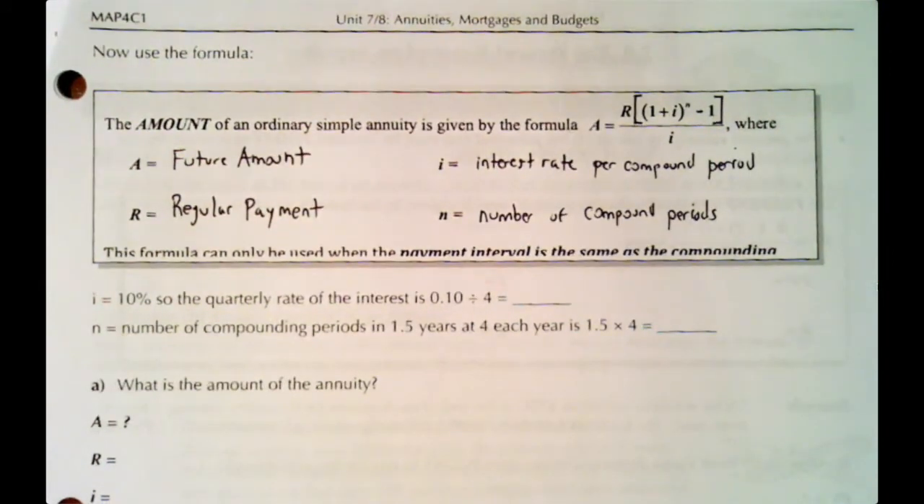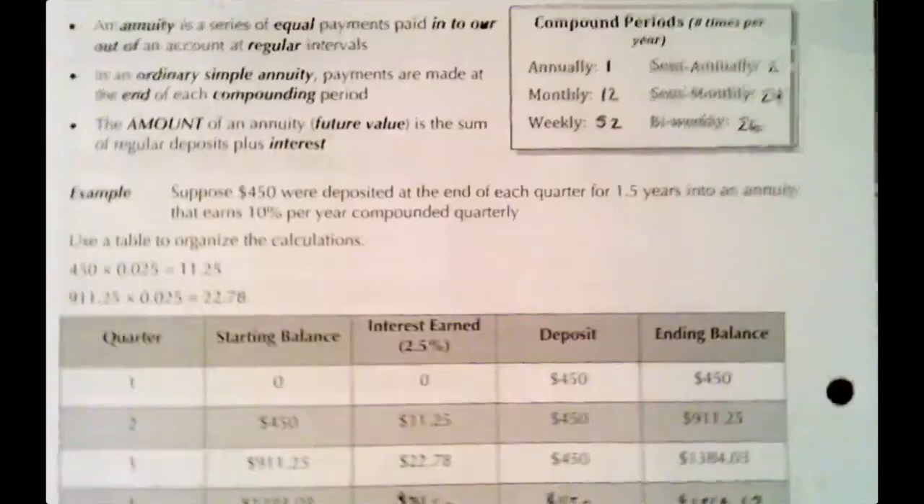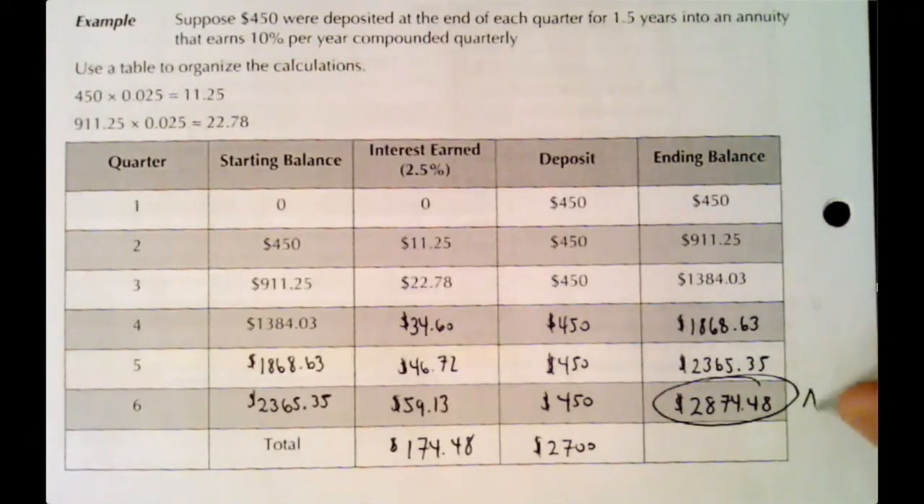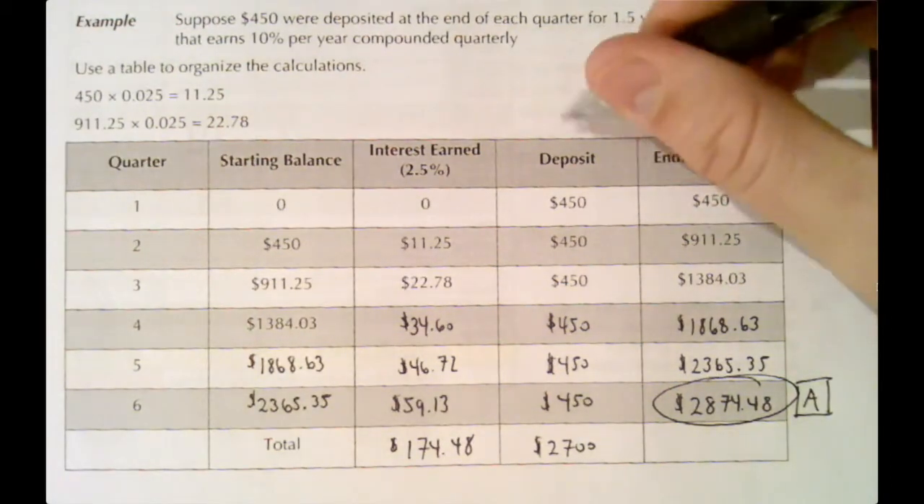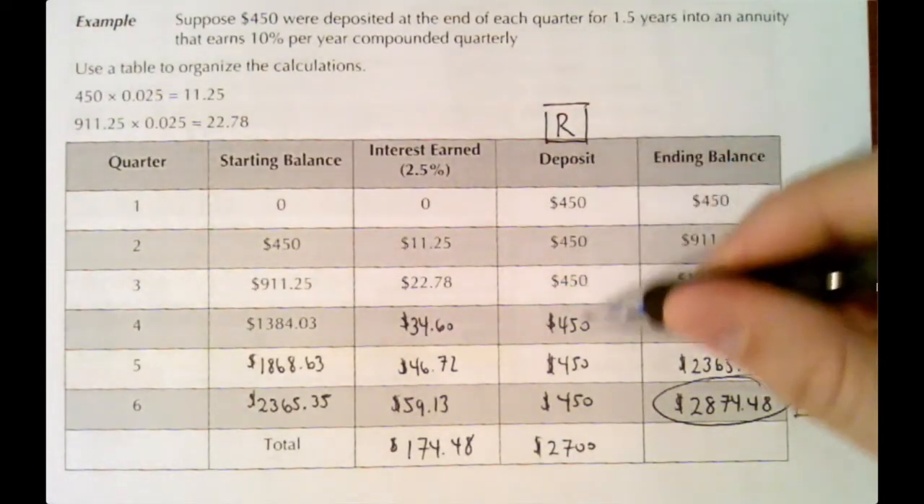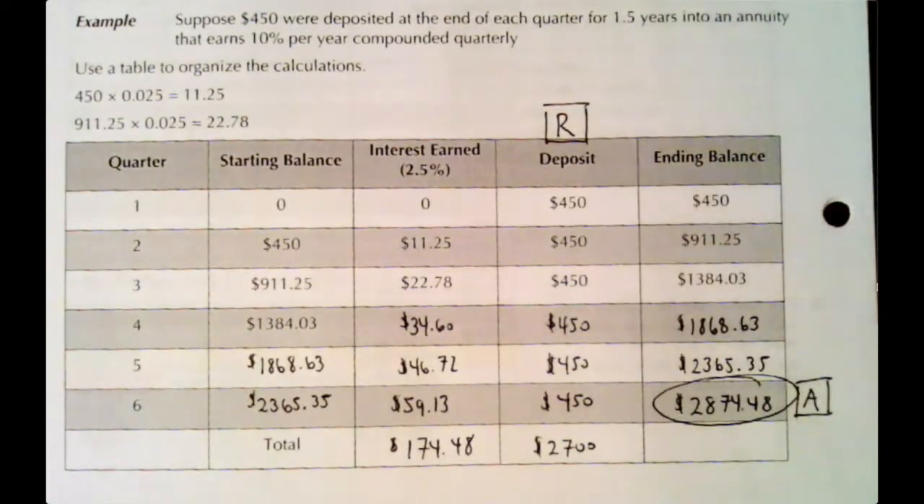So the first two are easy to show you where they are, A and R. A is the final amount. This is what the whole equation is built around. We're looking for the final amount. R is the regular deposit. Well, R is this 450. We're putting 450 in regularly.